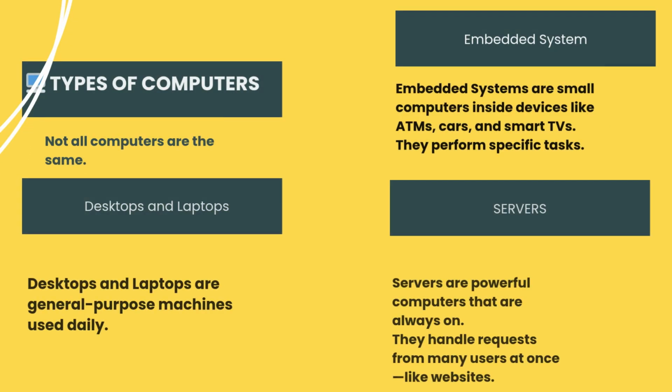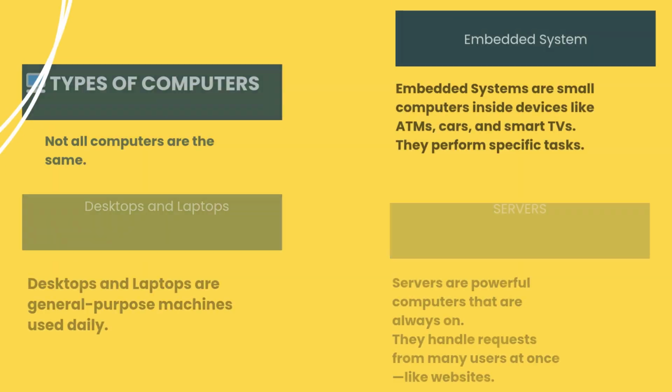Let's talk about the different types of computers, because not all computers are the same. The ones you're probably most familiar with are desktops and laptops. These are general-purpose computers we use every day, for browsing, working, watching videos, and more. Then we have servers. Servers are more powerful computers that are usually always on. Their job is to handle requests from many users at the same time. For example, when you open a website, you're actually connecting to a server somewhere in the world.